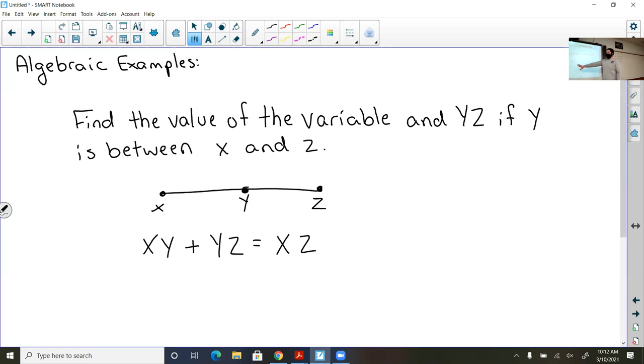So this framework, literal equation, it's called literal because we're using variables and not numbers, but this equation is going to be true for every problem with these directions because x and z are on either end and y is not in the middle, it's just in between. And since that's the case, we have two segments that equal a bigger segment.